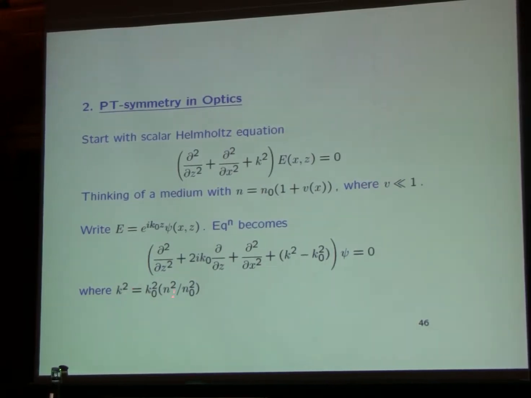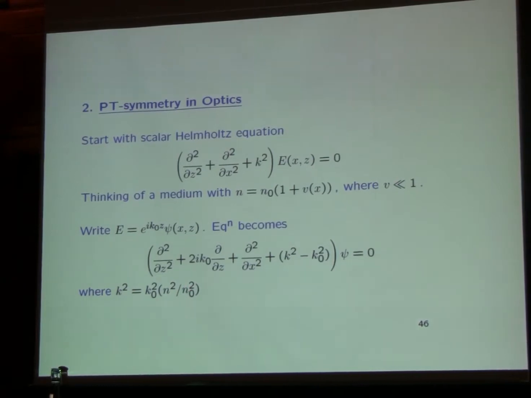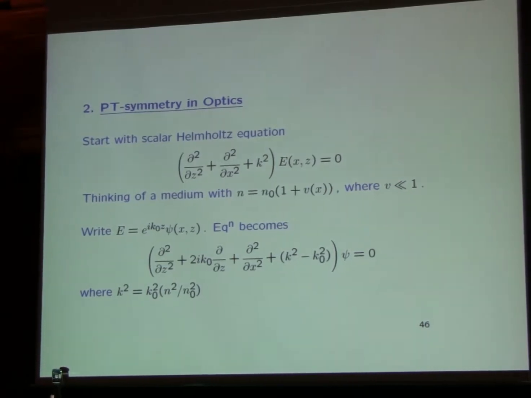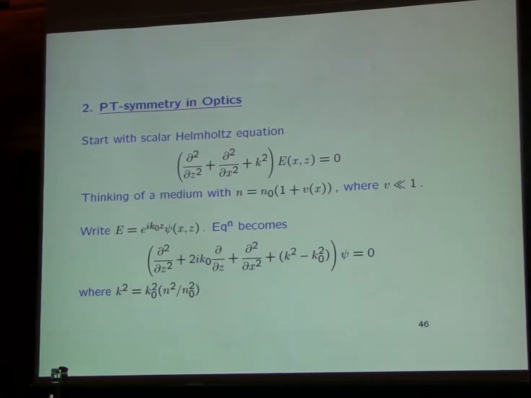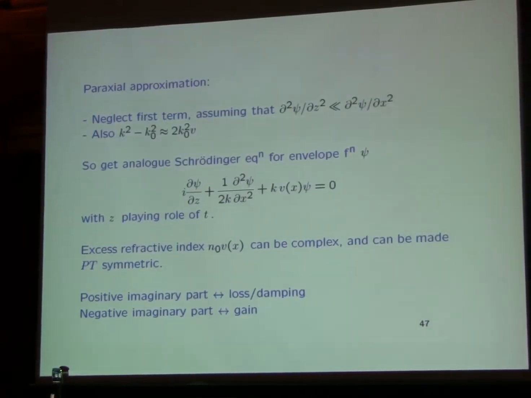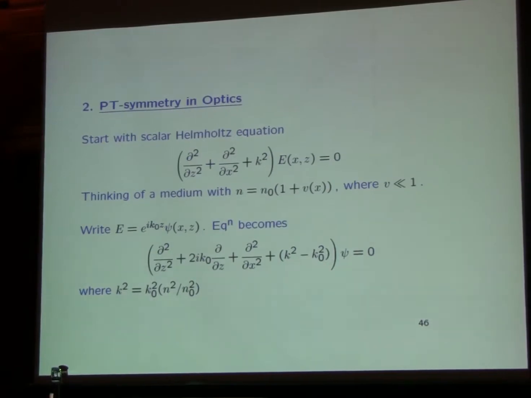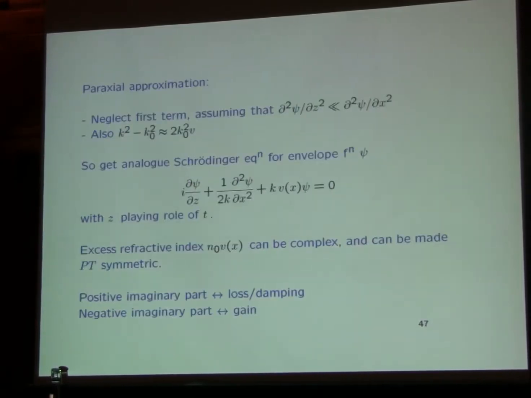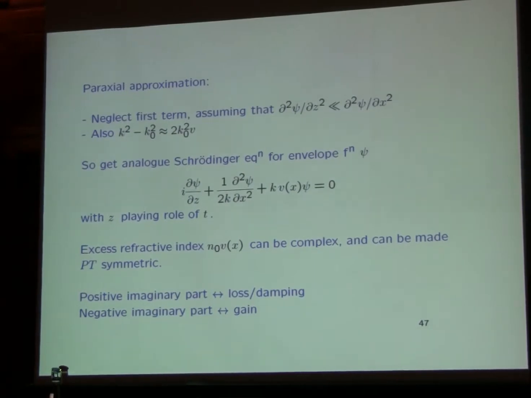And K squared is K naught squared, N squared over N naught squared. And what you then do is you have a certain situation where the wave is going predominantly in the z direction, and the variation is less in the x direction, is slow in the z direction of psi, and therefore you make various approximations. So you neglect the d2 by dz squared. That's supposed to be small. The dimensions in the z direction are much bigger than the ones in the x direction. And then the k squared minus k0 squared is almost 0, but in fact it turns out to be 2k0 squared times v.